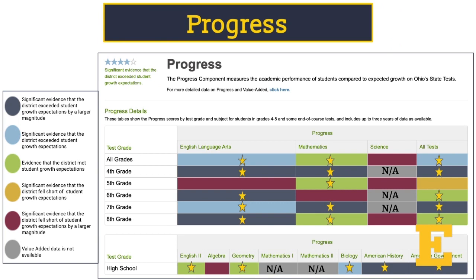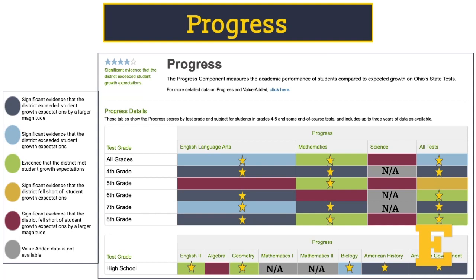On the next slide, we're looking at each of those individual tests to determine did we either meet expectations, exceed expectations, or fall short of expectations. Anything in a shade of blue means that we exceeded expectations, green means that we met expectations, and yellow or red means that we fell short of student growth expectations for that specific test.